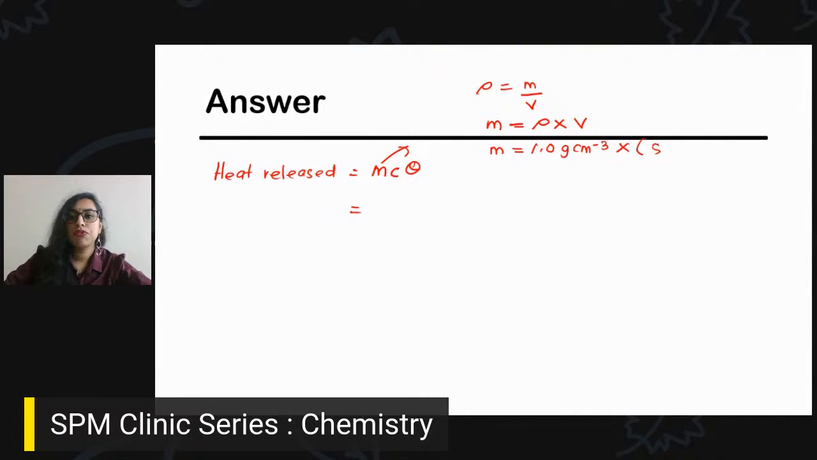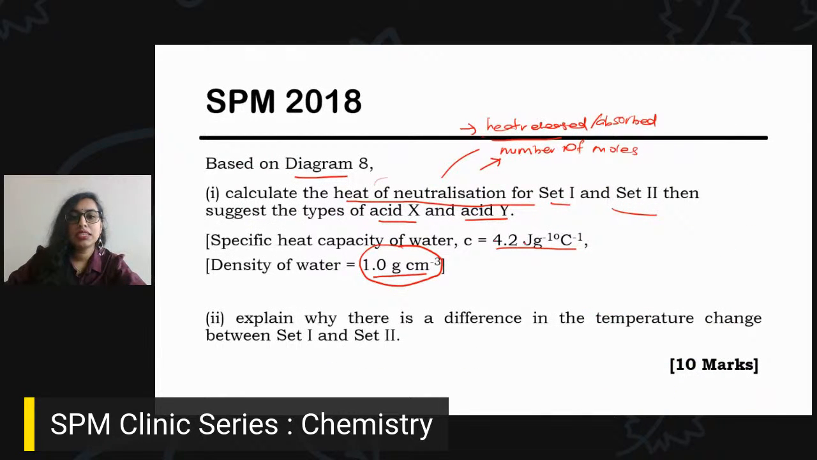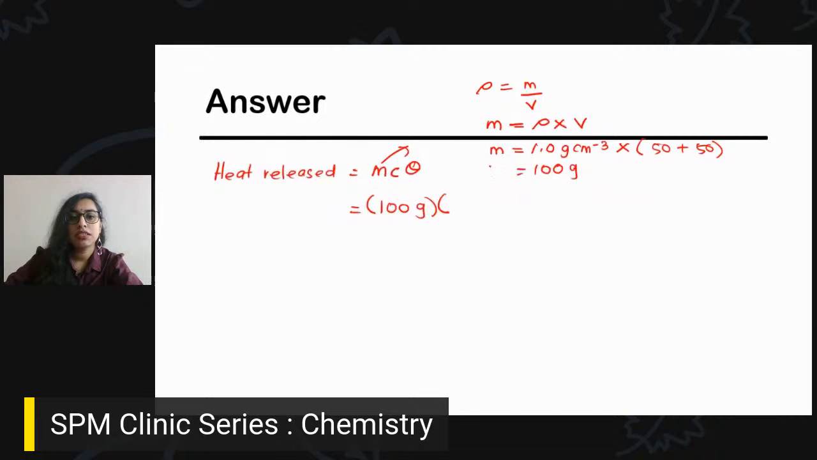So it's going to be 50 plus 50, so you will get a mass of 100. All right, so you can substitute here. And the specific heat capacity given is 4.2 joule per gram per degree Celsius. So 4.2 joule per gram per degree Celsius.